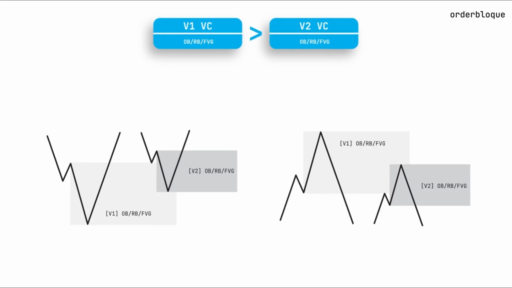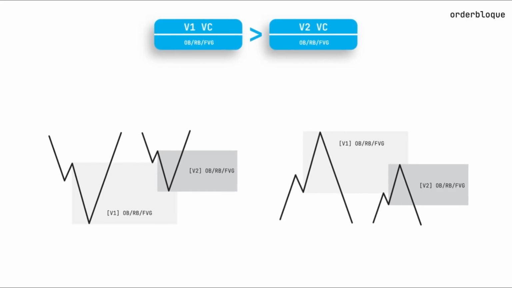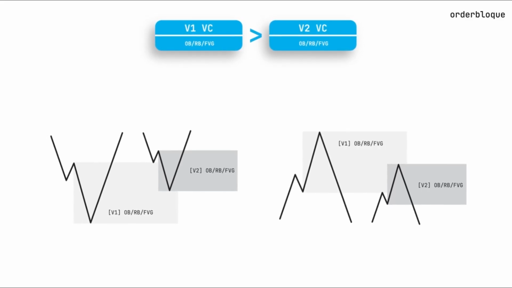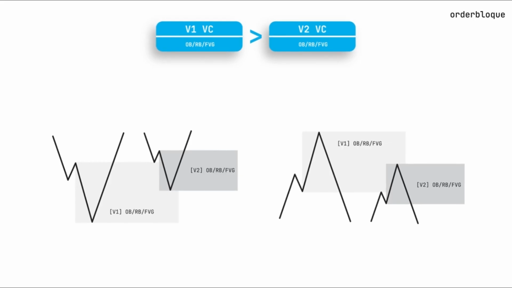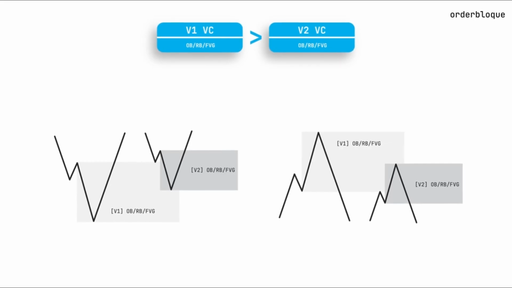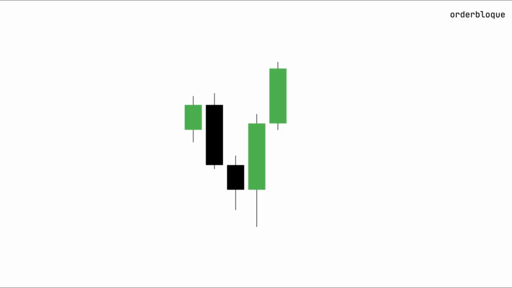The first and most basic logical element that embodies all the information discussed above is variable 1 volume confirmation greater than variable 2 volume confirmation. When a zone, such as an order block, rejection block, or fair value gap, is already formed on the chart, it essentially confirms that volume entered the market for buying or selling at a specific time and price level. Therefore, we can mark this as V1 volume confirmation.